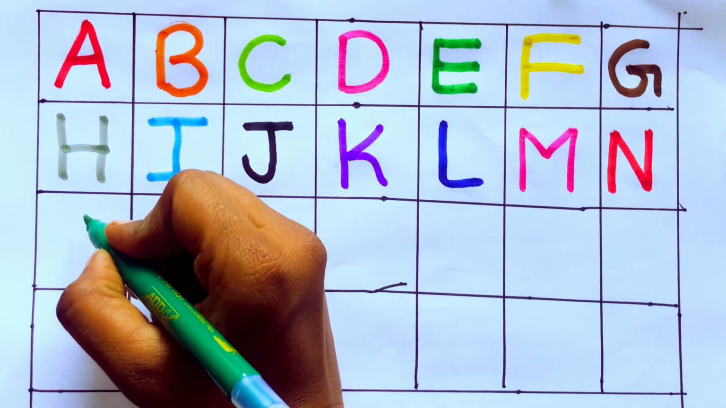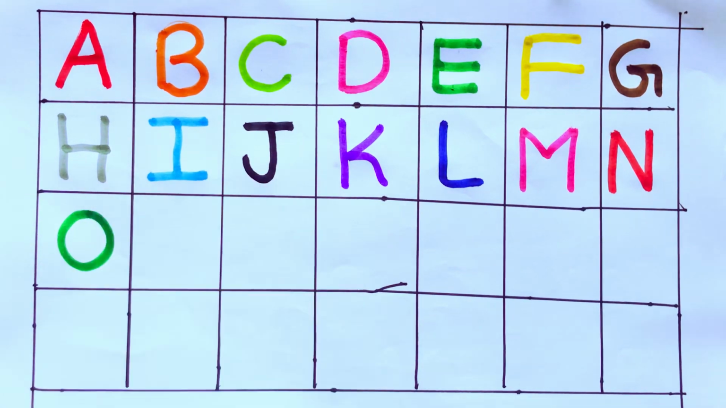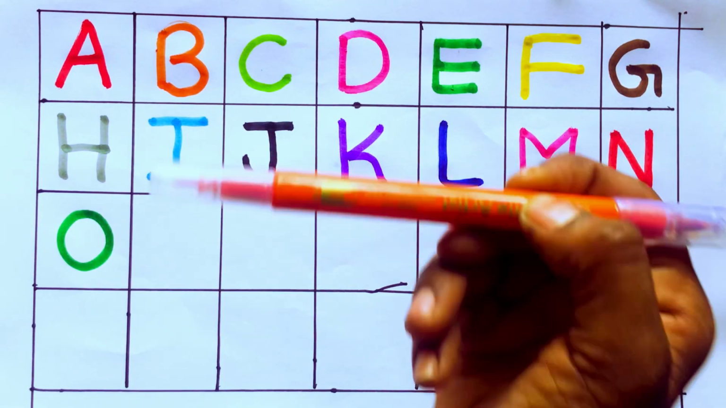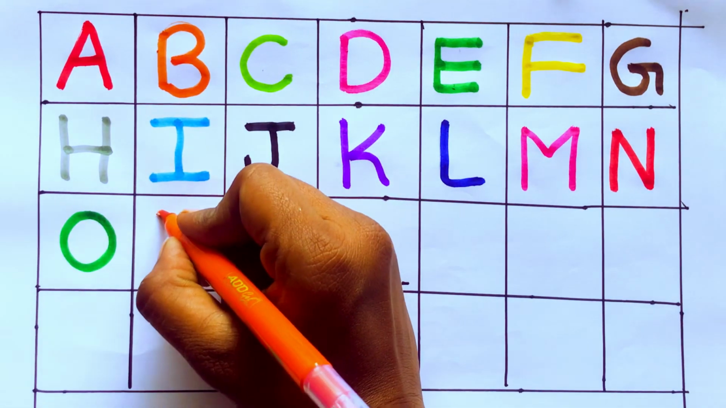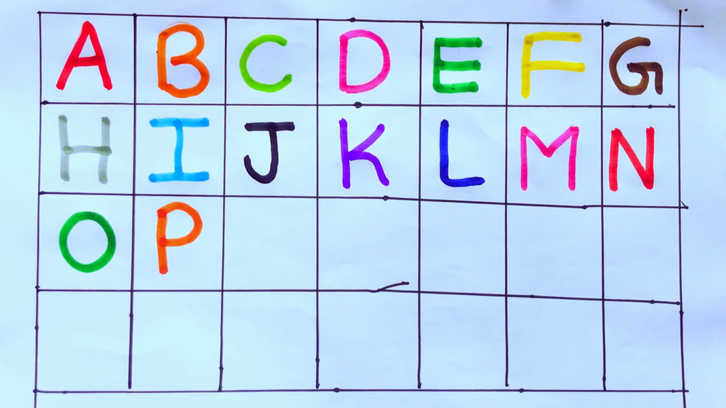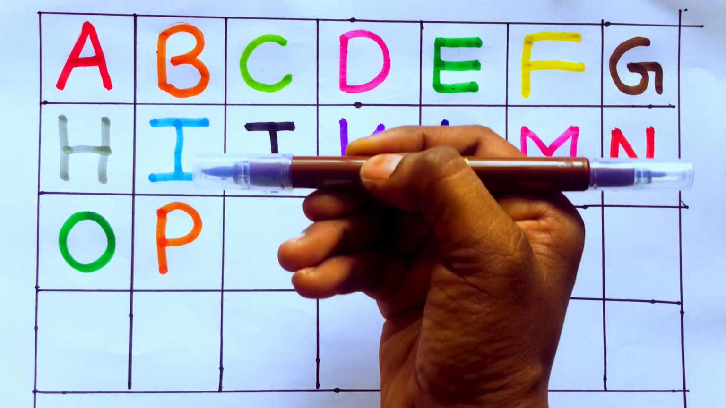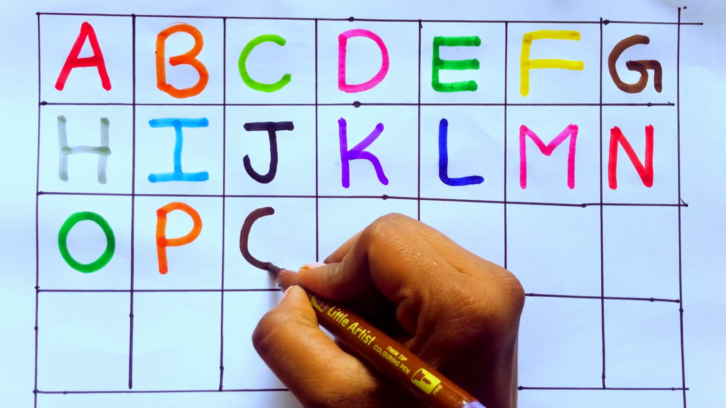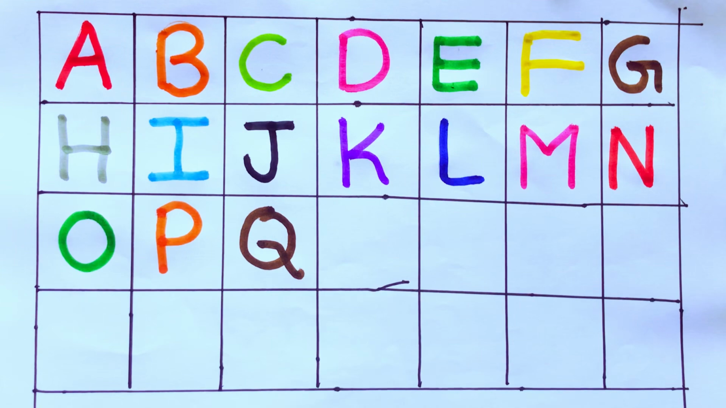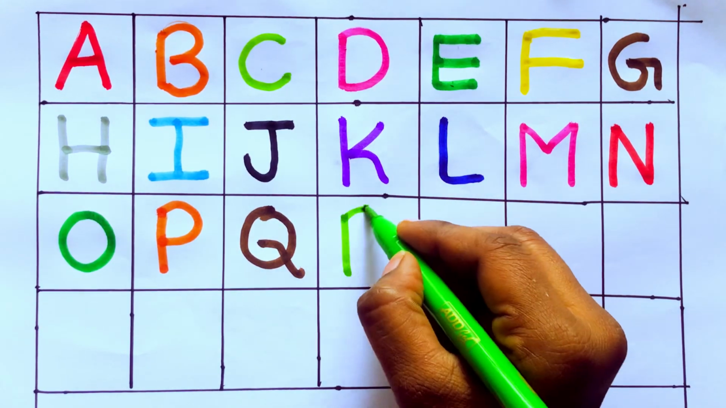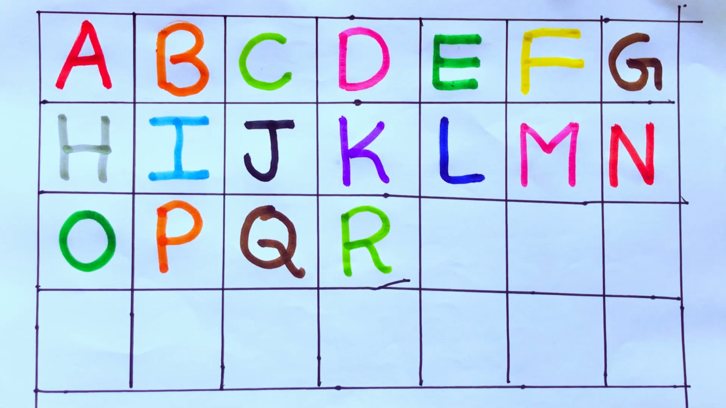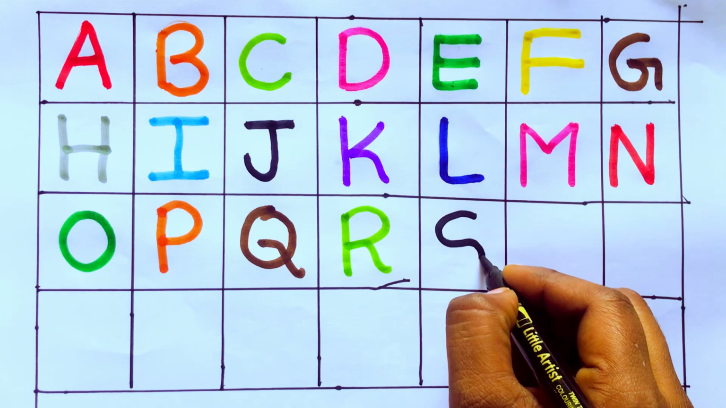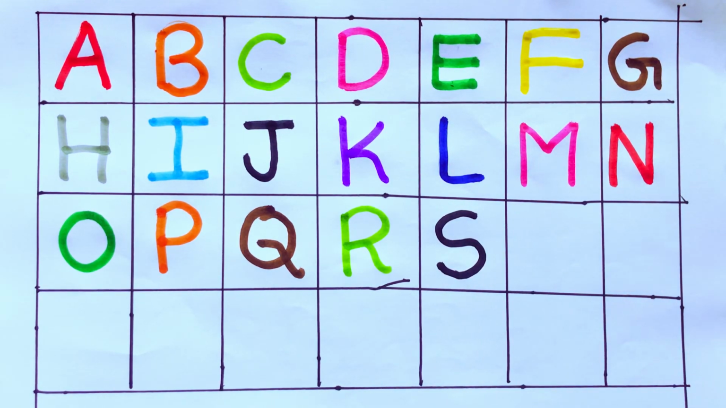Green color O. O for ox. Orange color P. P for pig. Brown color Q. Q for queen. Light green color R. R for rose. Black color S. S for sunflower.